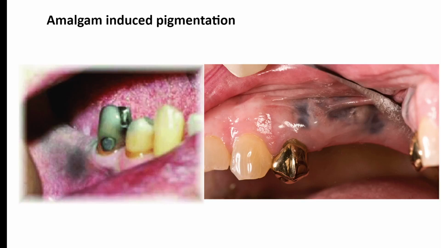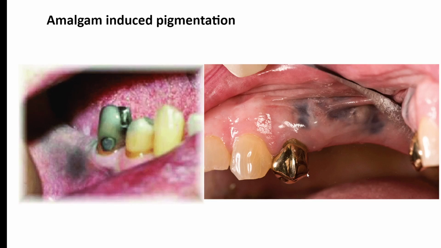Another cause of pigmentation is amalgam induced. Where they fill the teeth with amalgam, that amalgam may reach the surrounding area and produce pigmentation. This again is a common issue. Of course, with the present day situation where porcelain material is used, this kind of incidence is lesser. But in earlier days, when metallic amalgam, gold or other metallic material was used for tooth filling, this incidence was common.